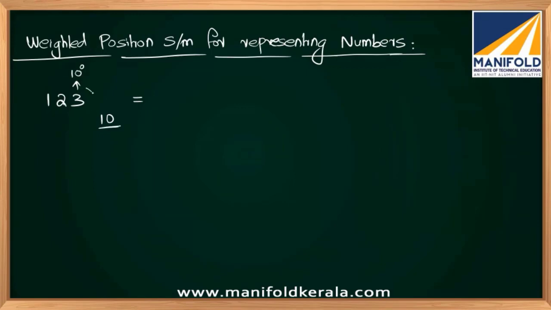If your base is 10, I am assigning a positional weight to this particular place. This is the units place, but we will assign it as 10 raised to 0. And what is the weight associated with this position? We call it the units place because 10 raised to 0 is 1.